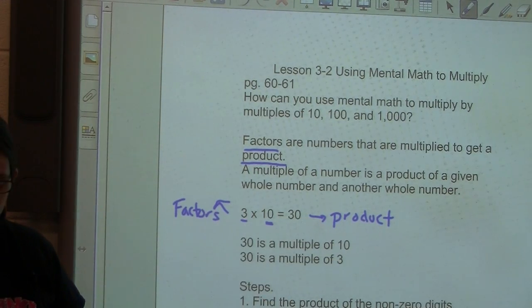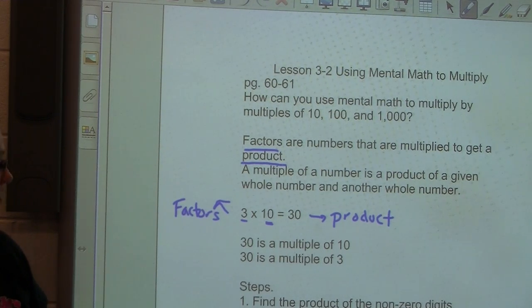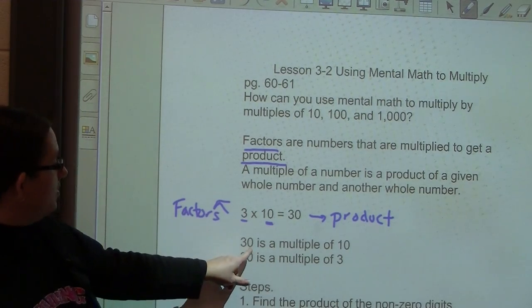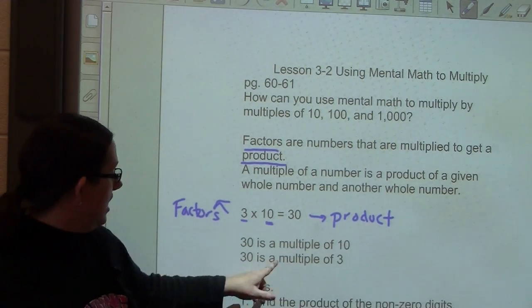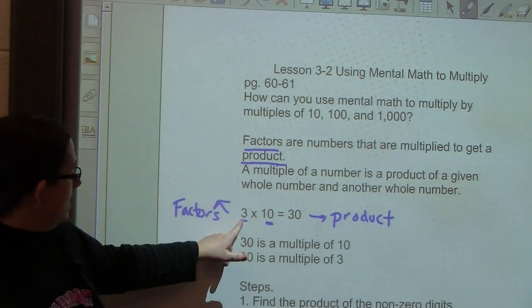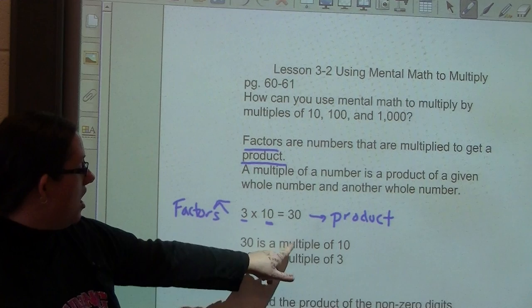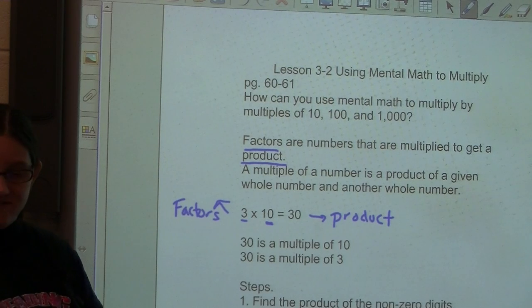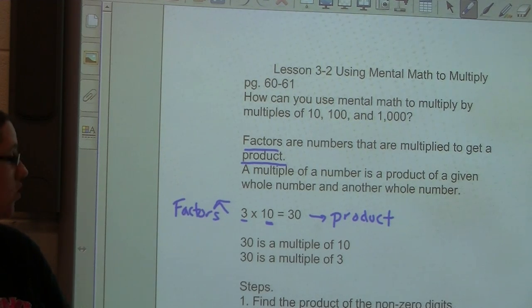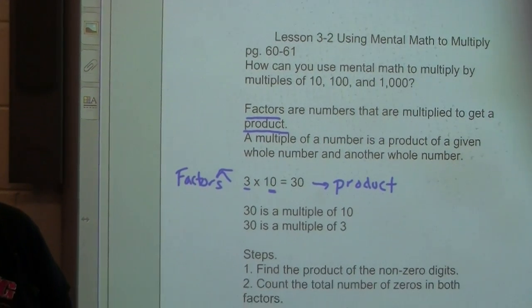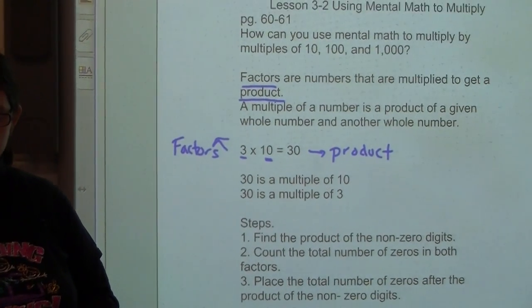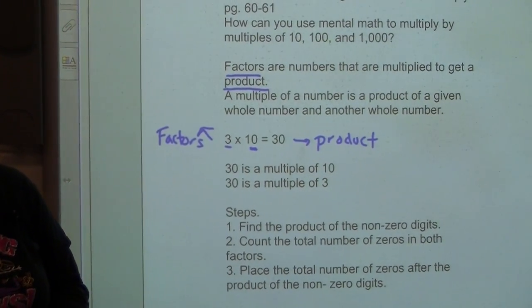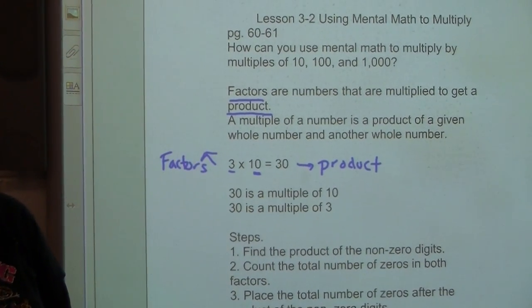Okay, a multiple of a number is a product of a given number and another whole number. Examples of multiples here: 30 is a multiple of 10, and 30 is a multiple of 3. That's going to help us with understanding how to use our mental math today. At the top of page 61 and at the bottom of our notes, it says that 300 is a multiple of 3 and 100, since 3 times 100 equals 300. So it's easy to multiply by multiples of 10, 100, and 1,000.